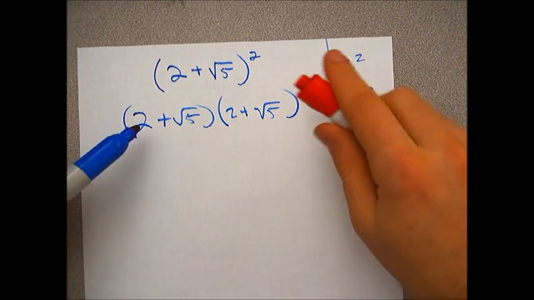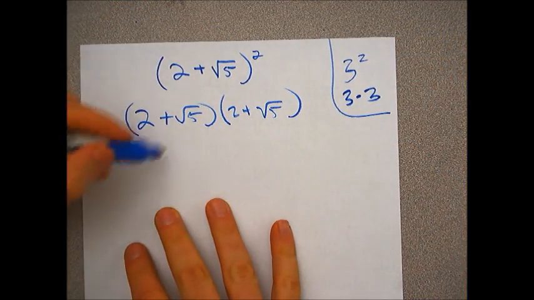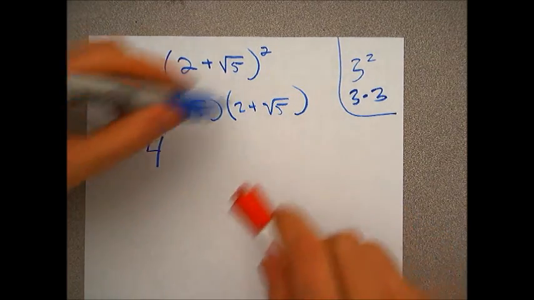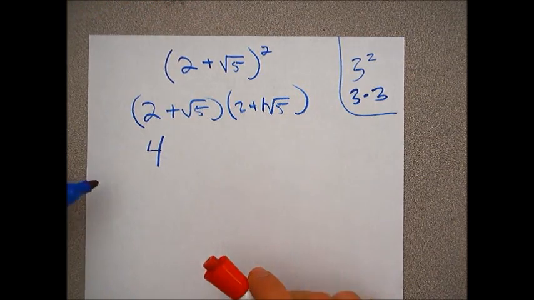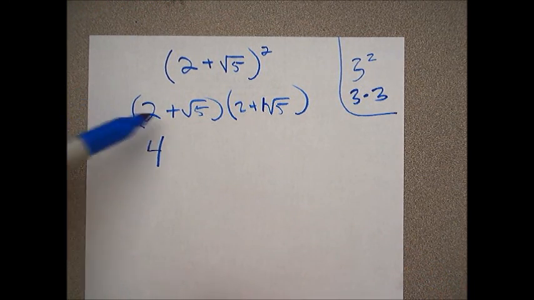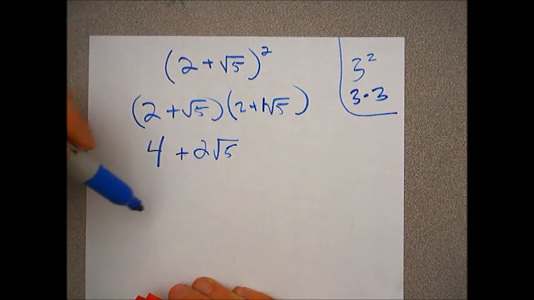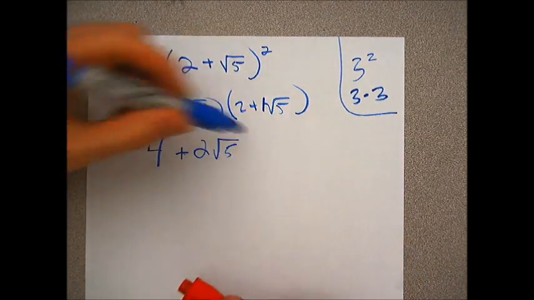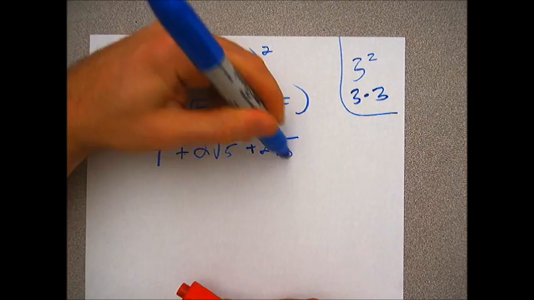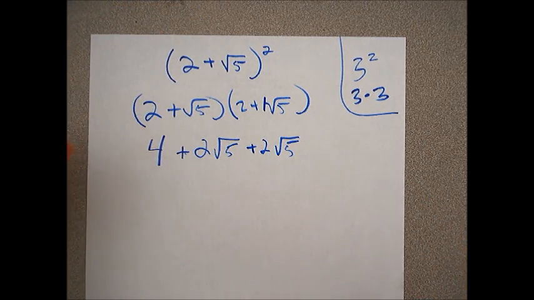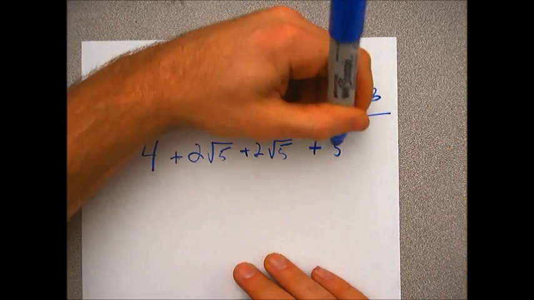And now we created a FOIL situation. First times first is 4. Outer: 2 times radical 5. Pretend there's a 1 out front there, even though we don't write it, but it's still there. 2 times 1 is 2, bring the radical 5. The inner, same process, plus 2 radical 5. And last times last is radical 5 times radical 5, which is radical 25, and radical 25 is 5.